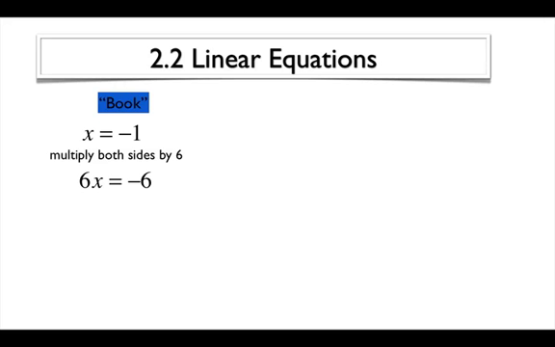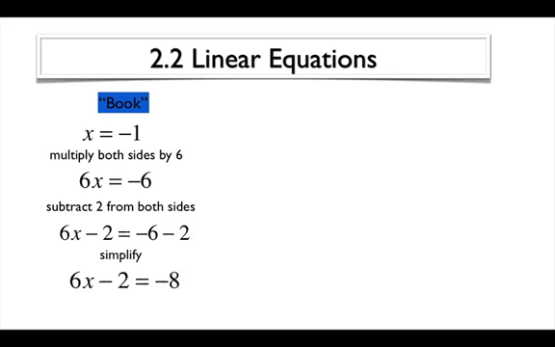So this is what happens when you multiply both sides by 6. Subtract 2 from both sides. And then once you simplify the right-hand side, this is what you have. 6x minus 2 equals negative 8. And again, this is the equation that you are going to have to undo. And recognize that in order to solve this equation, to undo this equation, you just do the opposite of what the book did.